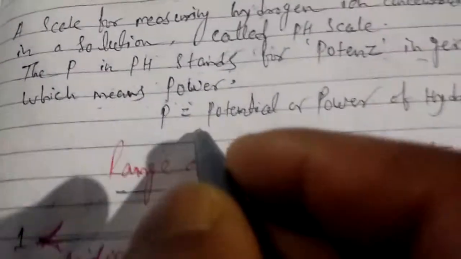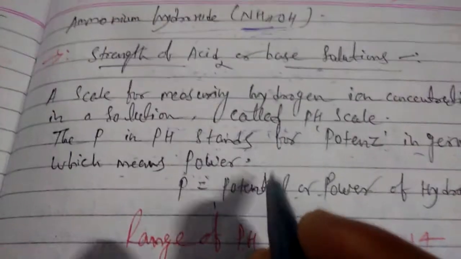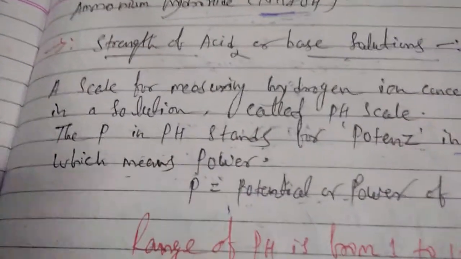So you know about pH. What does P stand for? pH stands for potenz. Potenz is a German word which means power. Also we can say the P means potential or power of hydrogen. Understand? I hope you all understand. Okay. Thank you.